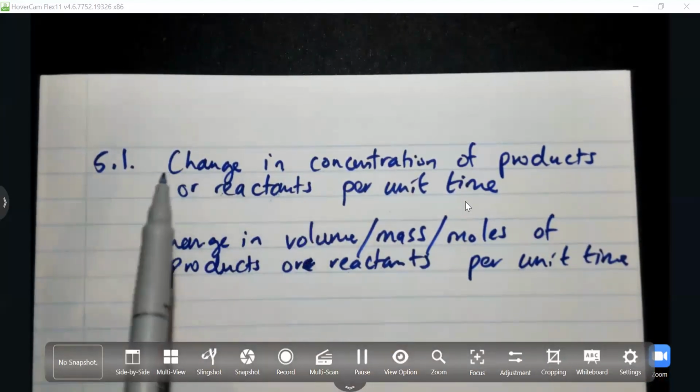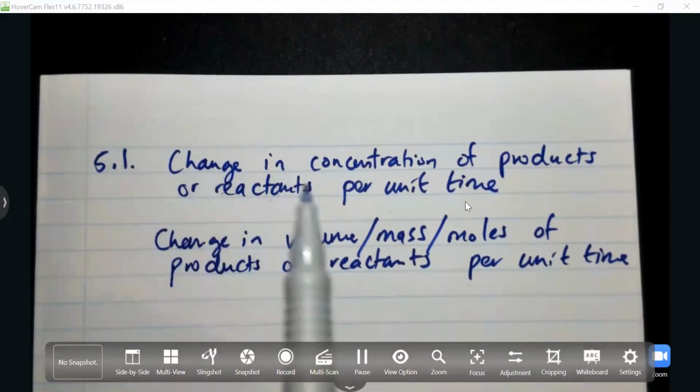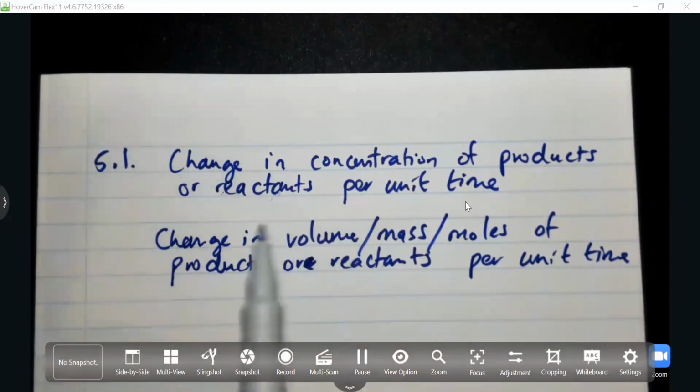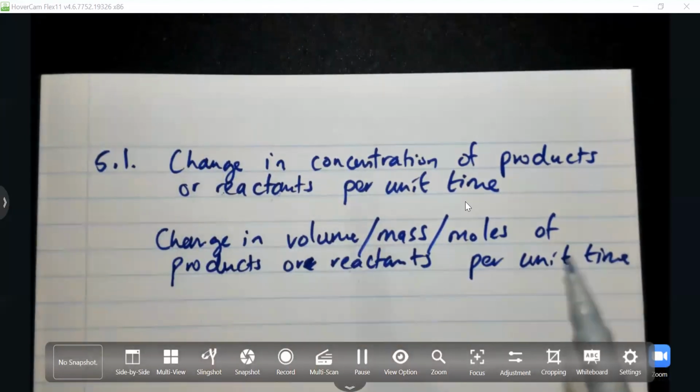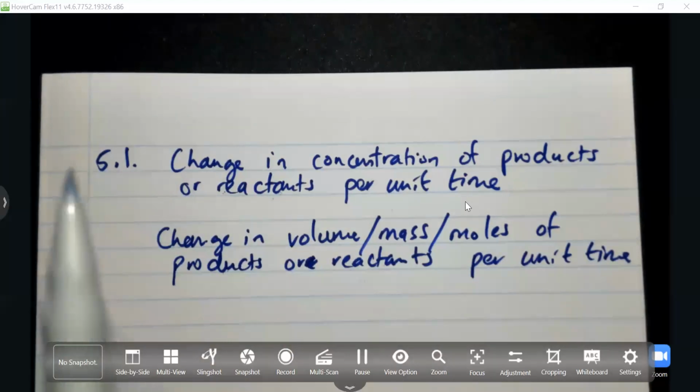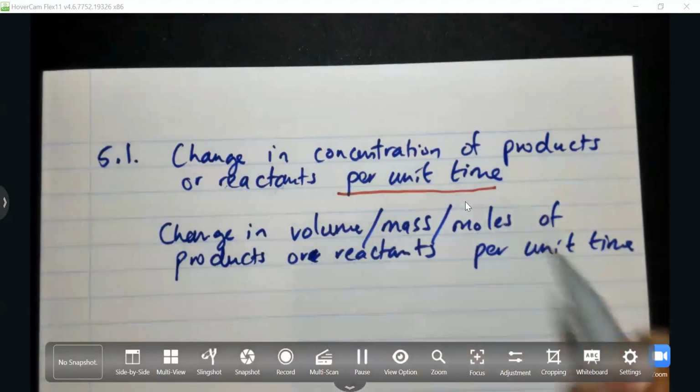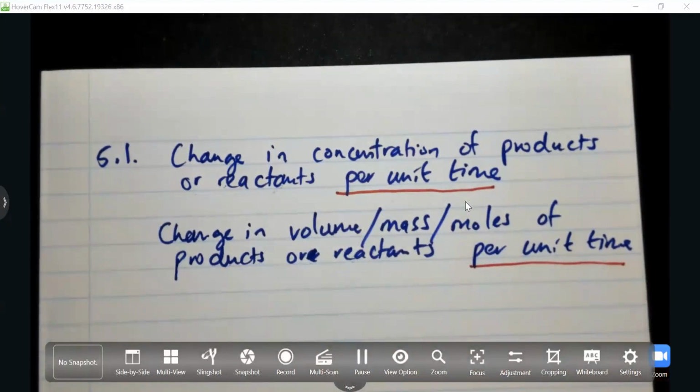We can go on, like I mentioned, we can say it's the volume, the mass or moles of reactants that are used up per unit time, or we can say it's the volume, mass or moles of products that are formed per unit time. In each case, this is the most important part. You have to say per unit time. The minute you don't say it, then the answer is wrong, because then it's not a rate. So always remember to mention per unit time in your answers.